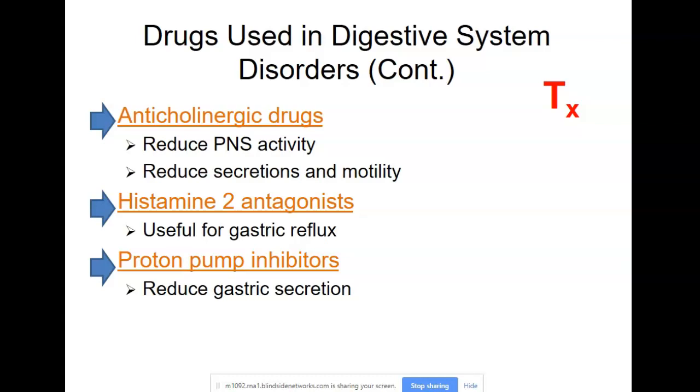You also can take something called a histamine 2 agonist. The number 2 is just in reference to the subtype. There's histamine 1, there's histamine 2, and so on and so forth.